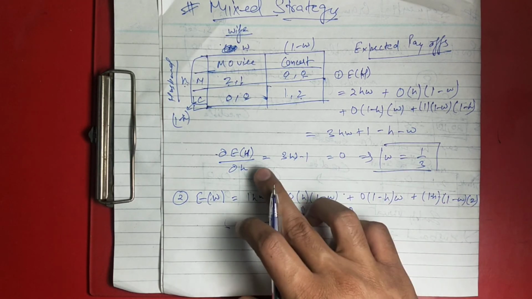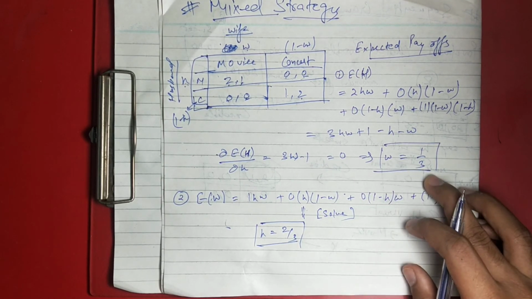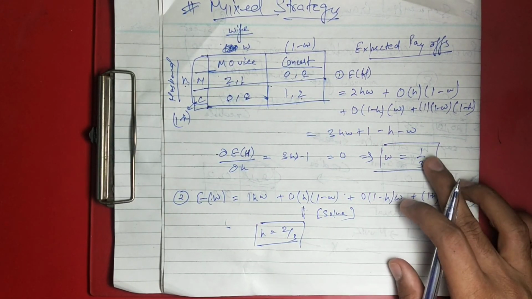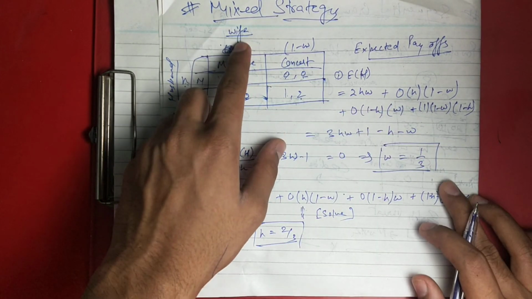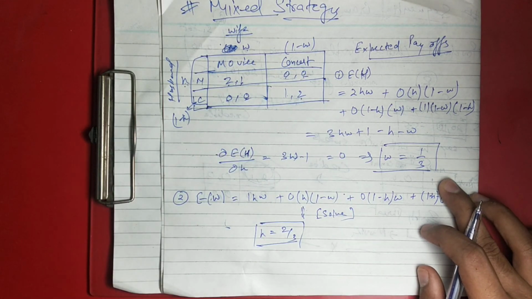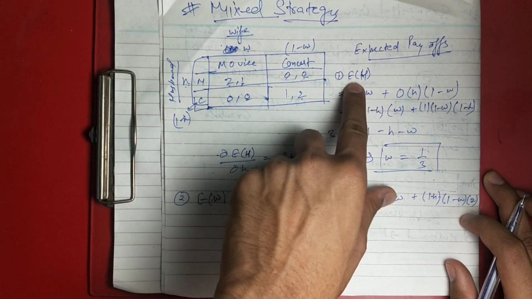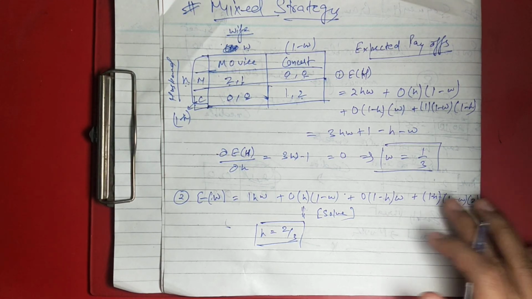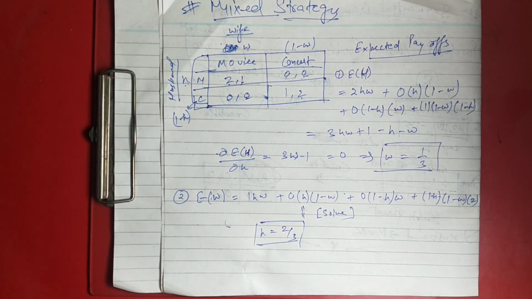Cool? Because you can see from here, you are getting W equal to 1 by 3, and W is for the movie for the wife. So if the wife goes for the movie with probability 1 by 3, it means that the husband is going to the concert with probability 1 minus 1 by 3, which is 2 by 3. Then only the expected payoff of the husband will be maximized. Similarly, if the husband goes for the movie with probability 2 by 3 and goes for the concert with probability 1 by 3, then the expected payoff of the wife will be maximum.